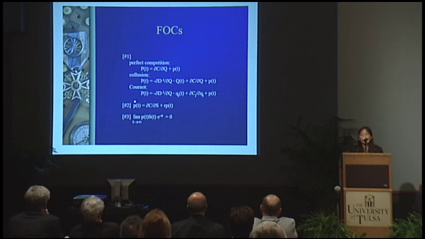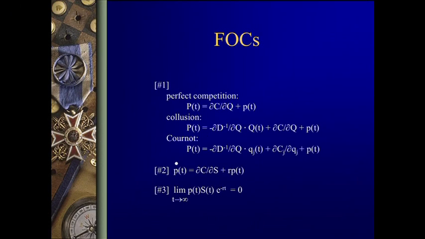So using the maximum principle, we have 3 first-order conditions. And the first-order condition varies depending on what market structure we have. Under perfect competition, the first-order condition is that price equals marginal cost plus the marginal user cost, which is the shadow price. So that's what happens in a perfectly competitive market.